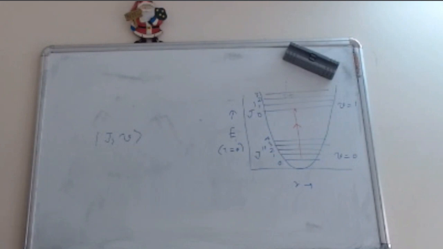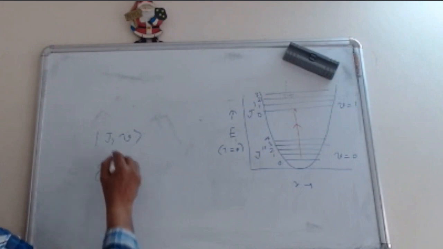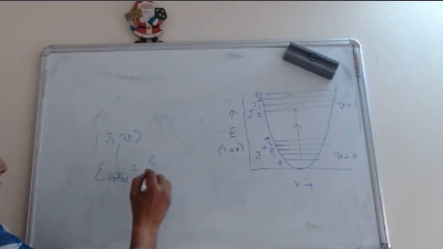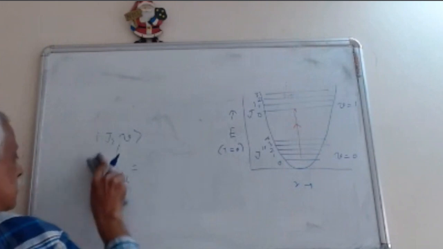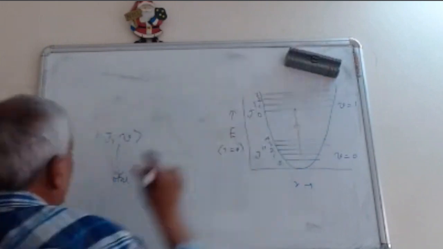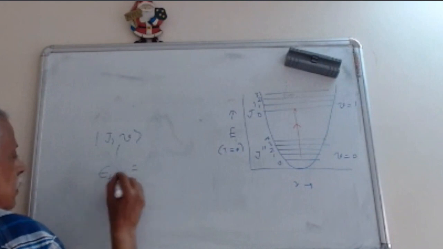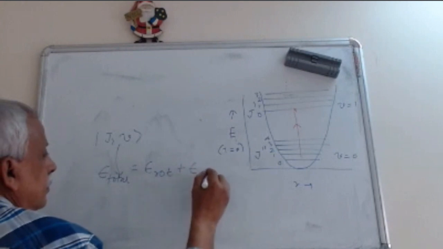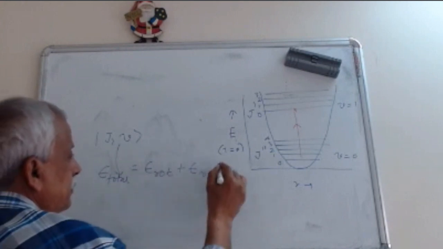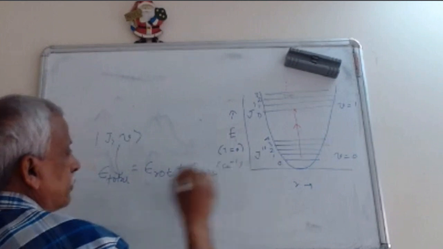So what we will see for this, the total energy, let's say E total, for this state. E total is E rotation plus E vibration. So this is from your rotation and vibration. This is in centimeter inverse unit, remember.